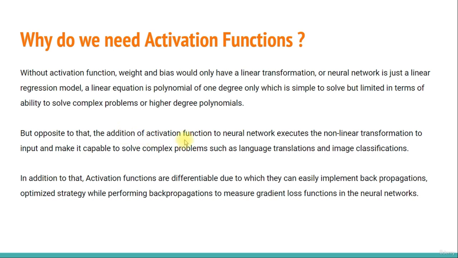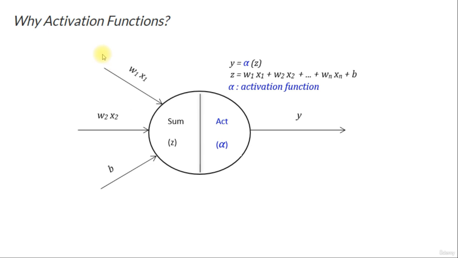Opposite to that, the addition of an activation function to a neural network applies a non-linear transformation to the input and makes it capable of solving complex problems such as language translation and image classification. In addition, activation functions are differentiable, due to which they can easily implement backpropagation, an optimization strategy used to measure the gradient of the loss in neural networks. This is why we need activation functions.